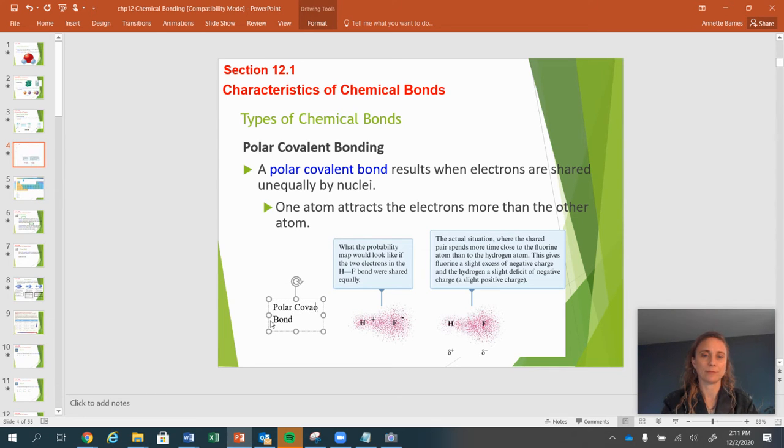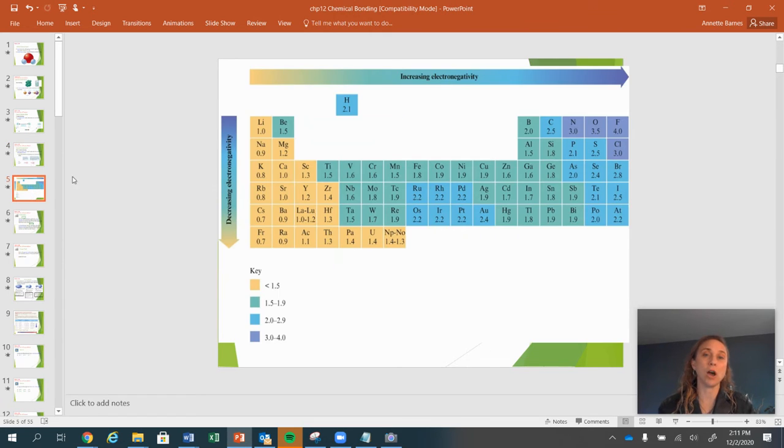There we go. So we actually have a scale to tell us how badly an atom wants an electron, and that helps to determine whether this is going to be a regular non-polar covalent bond or a polar covalent bond. All right, so electrons shared unequally. Well, we won't know that until we know how badly each atom wants an electron.